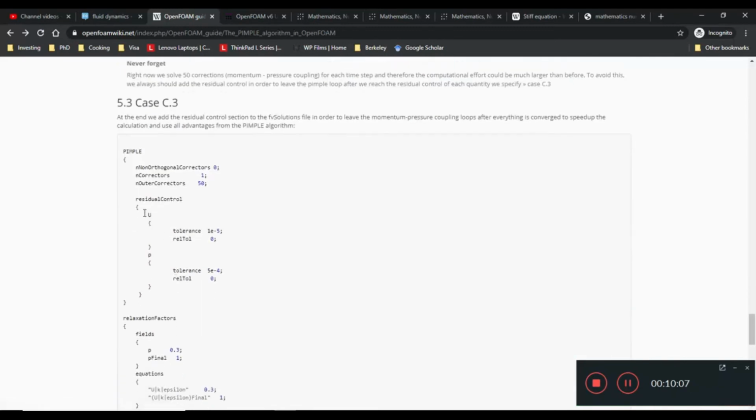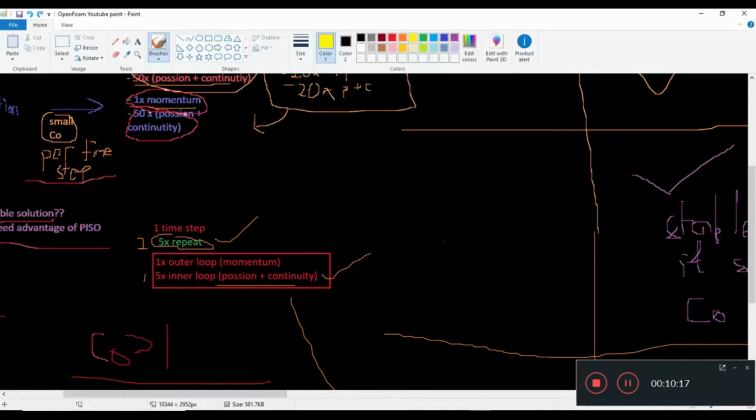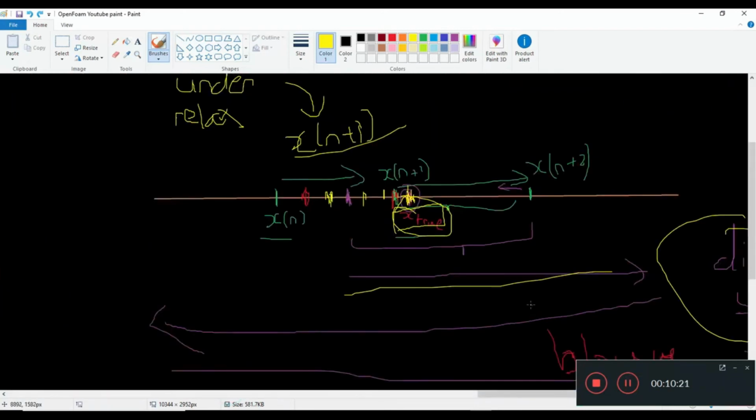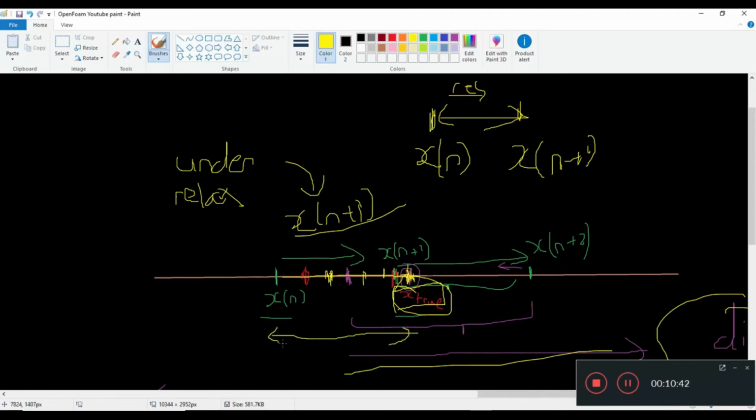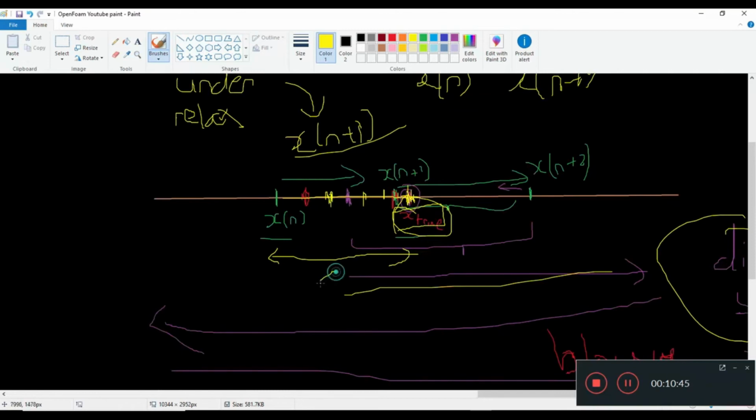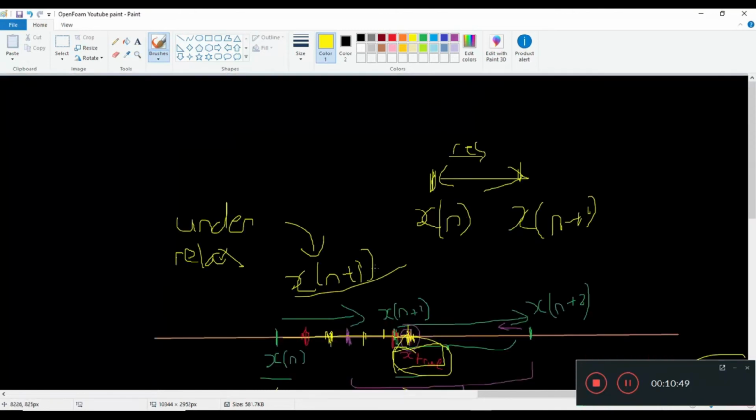So again, we have this thing called residual control. What it says is that the residuals, which I was talking about earlier, are the difference between the nth guess and the n plus 1th guess. So this is called the residual. The residual is not the difference between the nth guess and the true value. That is actually called the error. Now, if this error blows up, then we talked about it before, it's a diverging case. So residual and error are different. Residual is the difference between the n and the n plus 1th guess.